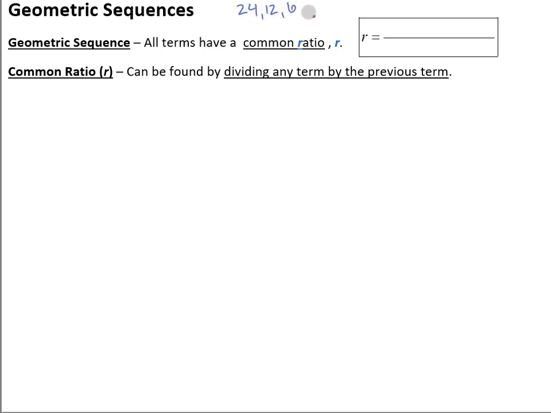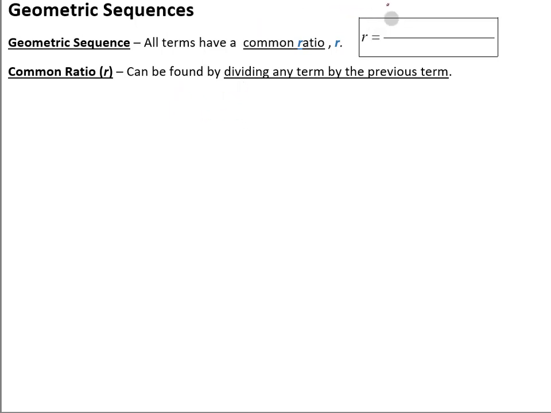Let me put a couple of these back up. If I take any of these terms, say 6, and divide it by the previous one, 12, when you reduce that fraction, dividing top and bottom by 6, we get 1/2, which is what we were multiplying by to get to the next term. You can even confirm something is geometric by checking that that ratio is always true in your list. Any term divided by the previous term should always give you 1/2 for that particular geometric sequence.